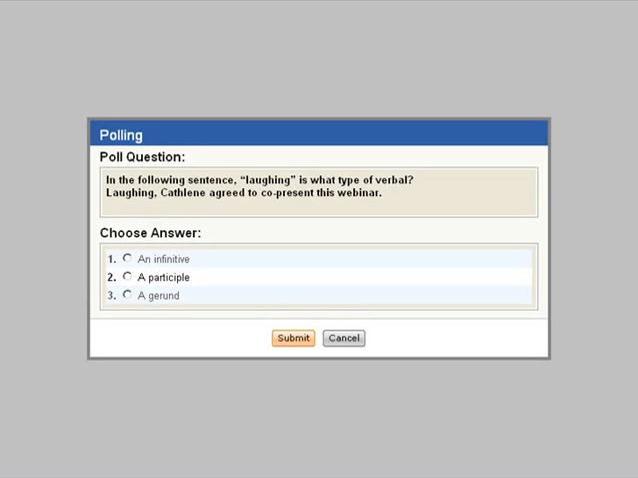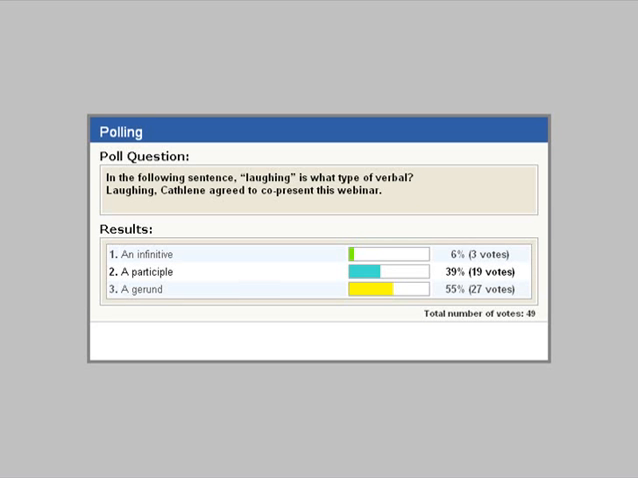Are you giving him a time limit? Well, we're waiting for the results to come in. Oh. There we go. Here they come.